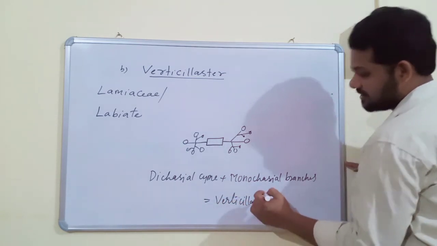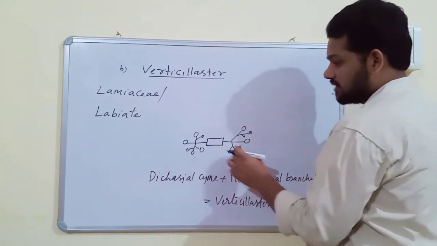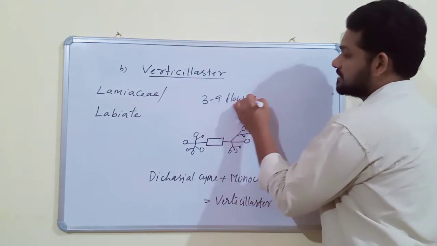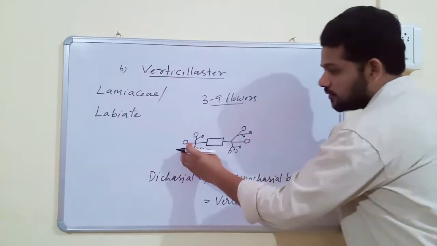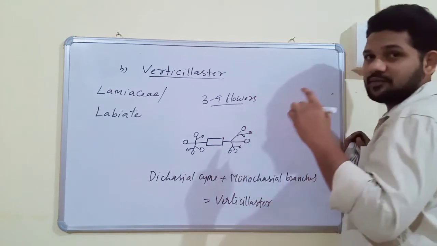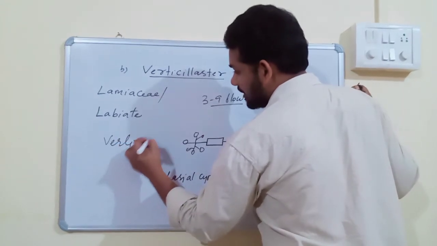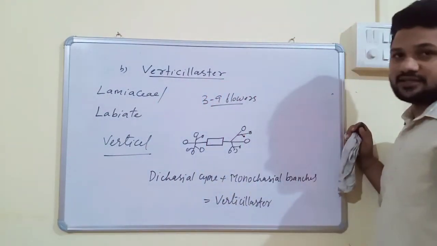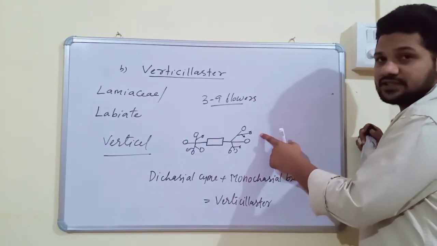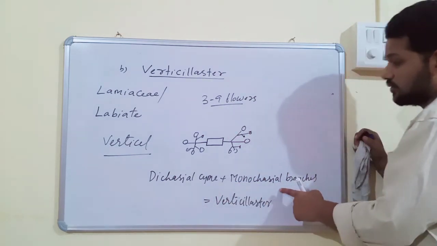It is called verticillaster because in this inflorescence the mother axis has two branches, and each branch has 3 to 9 flowers. Due to overcrowding of flowers, both the branches appear like a single false branch, and this single false branch is called a verticil, hence it is called verticillaster. Simply, the mother axis initially produces dichasial branches, then it ends with monochasial branches.